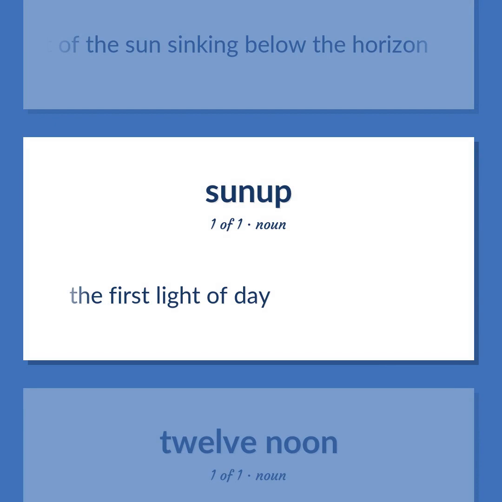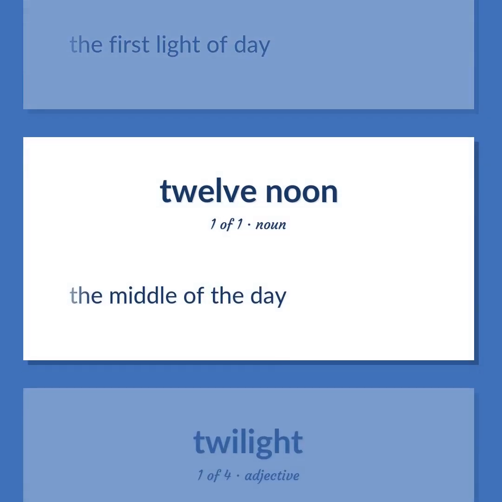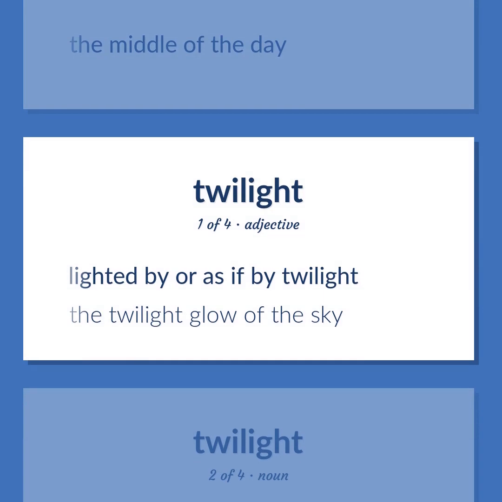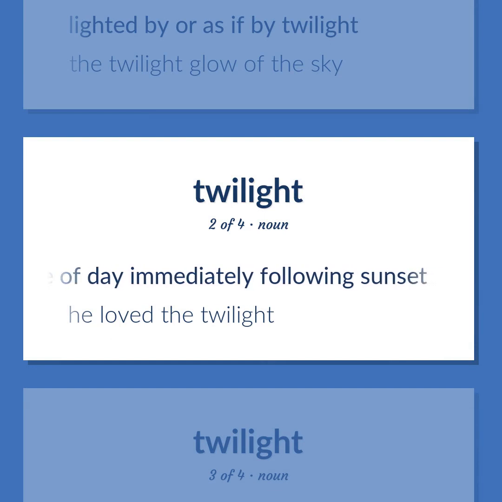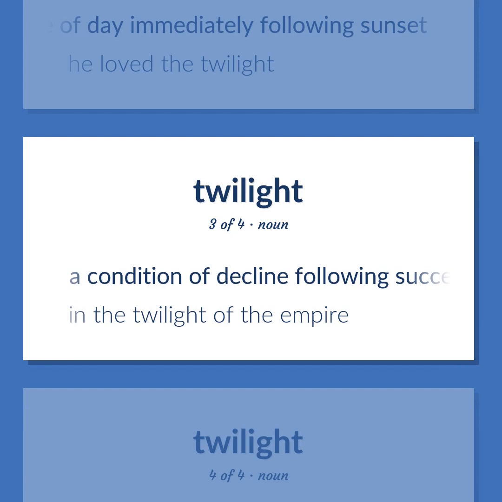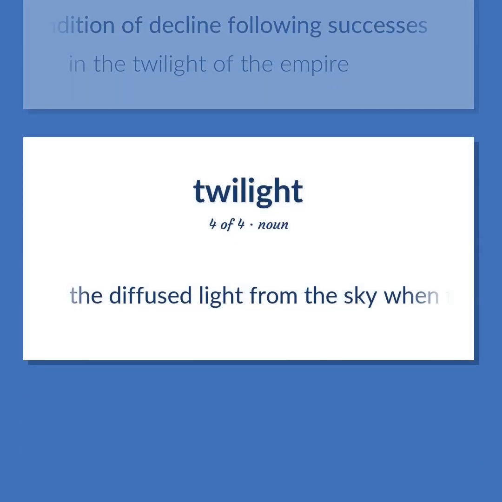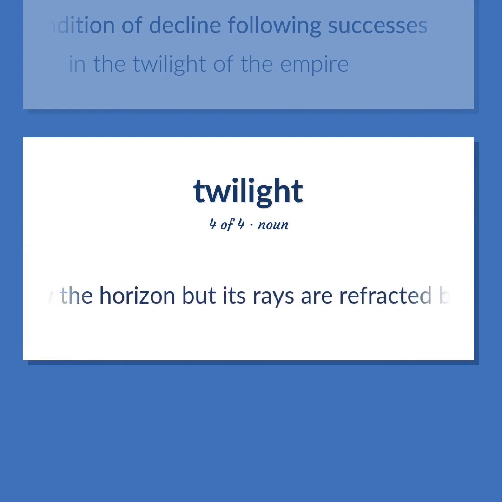The first light of day. The middle of the day. Lighted by or as if by twilight. The twilight glow of the sky. The time of day immediately following sunset. He loved the twilight. A condition of decline following successes. In the twilight of the empire. The diffused light from the sky when the sun is below the horizon but its rays are refracted by the atmosphere of the earth.